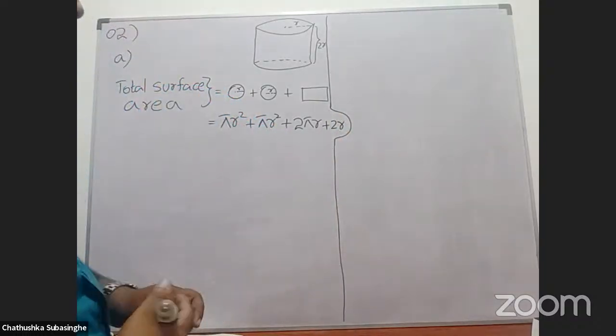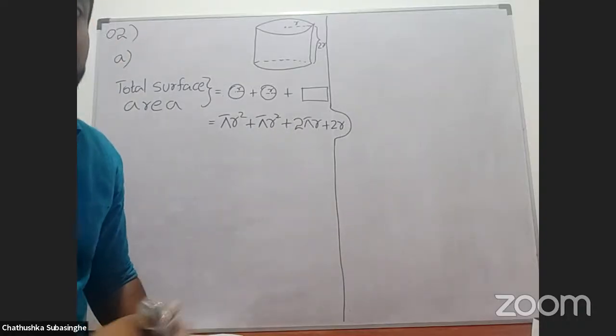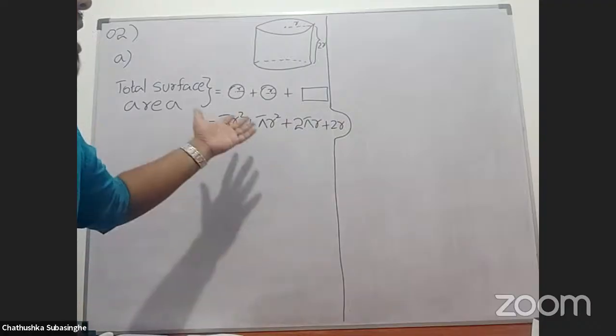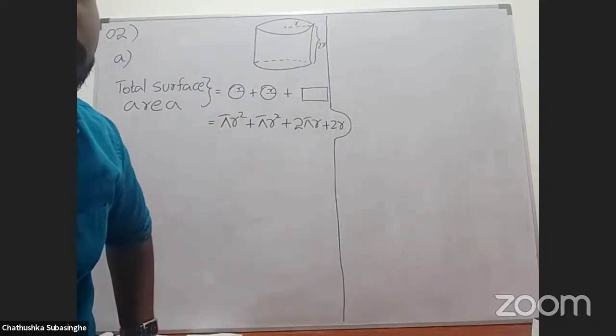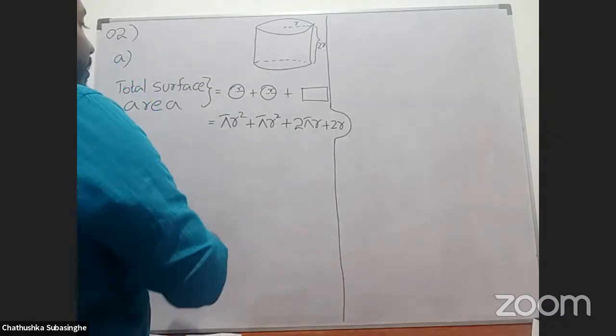So this is how we find the total surface area of a cylinder. You can see, obviously you can't memorize this. Here we have taken a normal cylinder. We can't memorize this, it is very lengthy, right? So we can simplify it in this way.